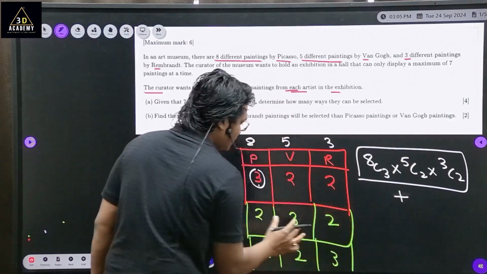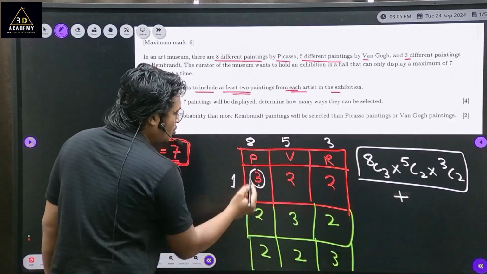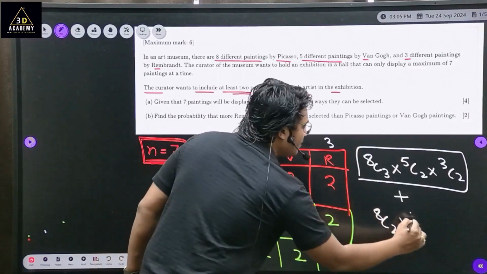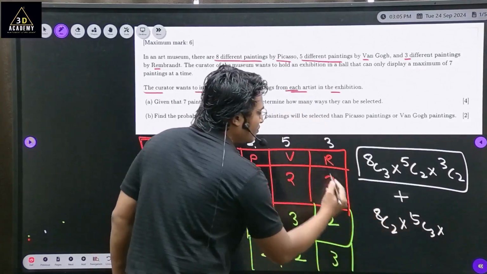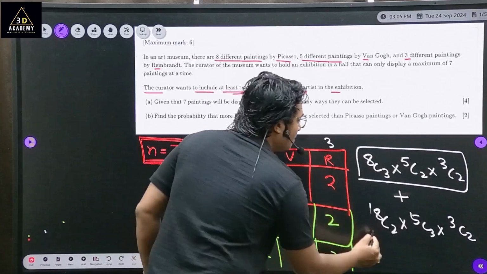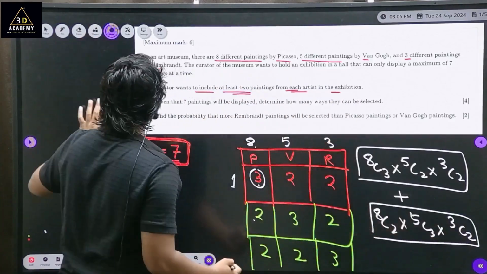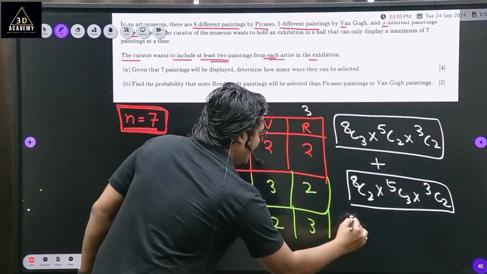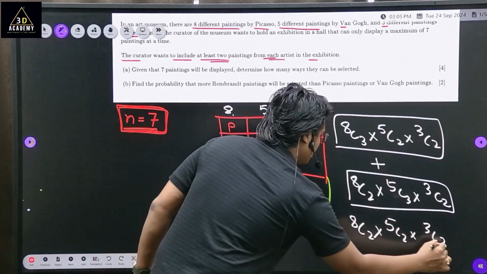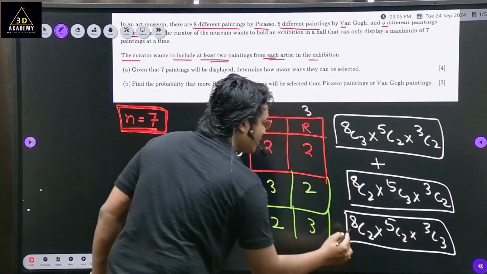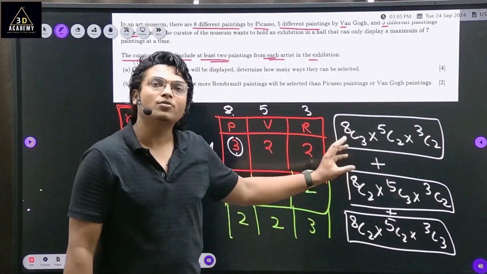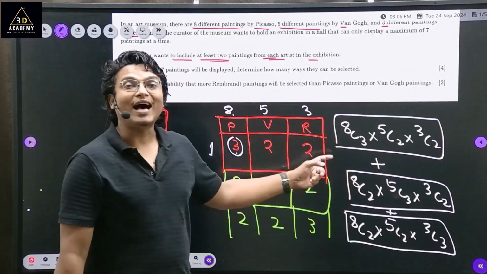Now I will add the second option. I want to choose 2 out of 8, so it will become 8C2 into, second will become 5C3 into, third one will become 3C2. This is the second way of choosing paintings. Correct? Now the third way. Again 8C2 into 5C2 into 3C3. So there are only these 3 ways of choosing paintings, and you will simplify this and you will add all the possibilities. This question can be solved on a calculator. So this is the answer of the question.